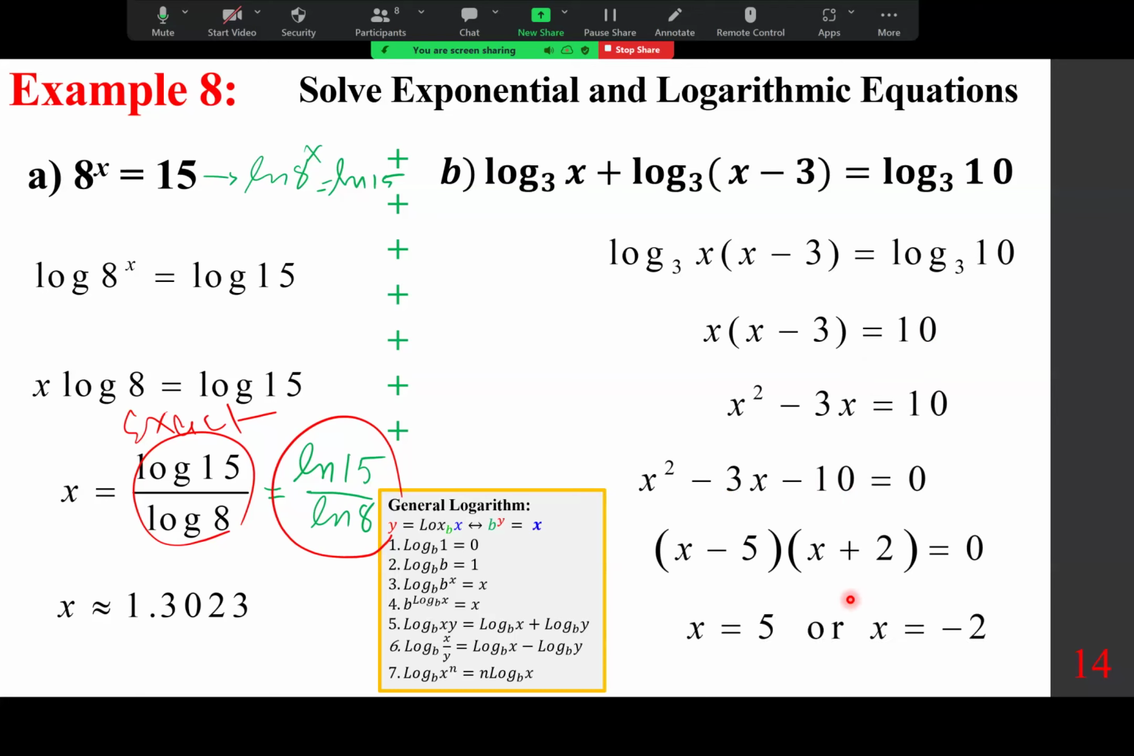We must check with the original equation. If I put the 5 here, 5 minus 3 is positive, so I'm fine. This is a number, we don't have to worry about. If I put a negative 2 into the first one, it doesn't work. I don't even have to check with the second one. It fails here, so negative 2 is out.